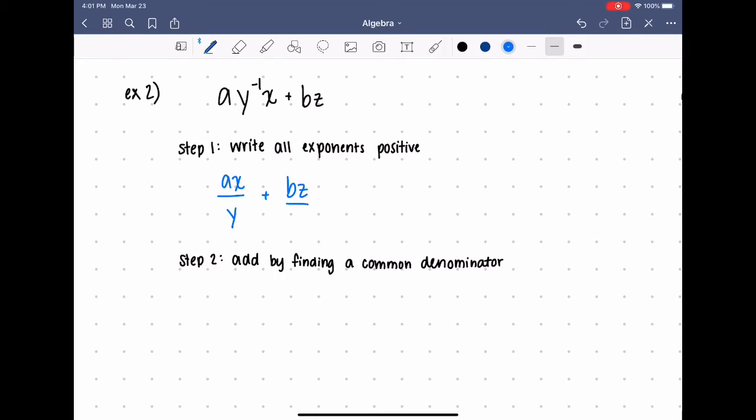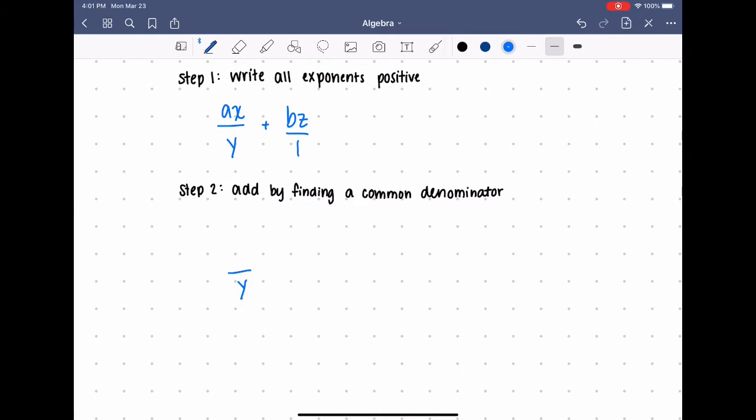But I would write it over 1, so that now we have two fractions. It's easier to add when you can look at it as two fractions. And it's easier to see step 2. We have to find our common denominator again. So if I take my denominators and I just multiply them together, that's y times 1, which is just y. It's a very simple common denominator. So both of my terms are going to be over y. I don't need anything in my first term because it's already over y, so I can just keep it the same. But my second term is lacking a y, so I'm going to multiply that by y over y.